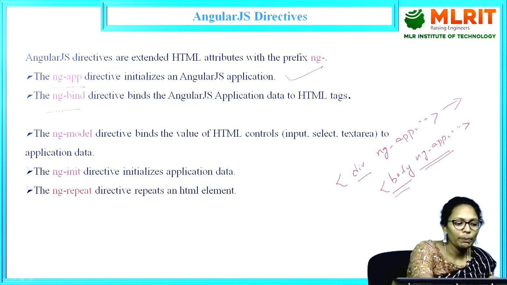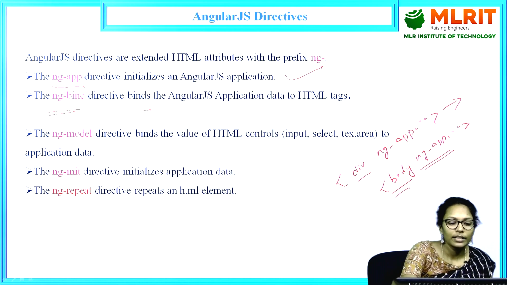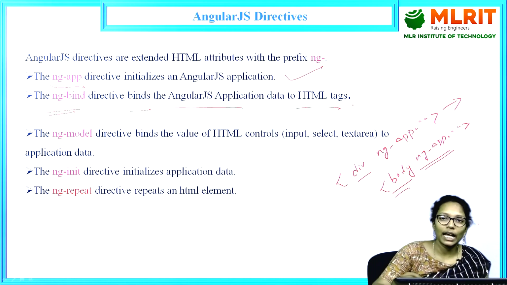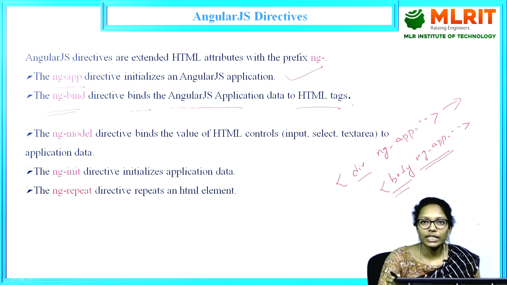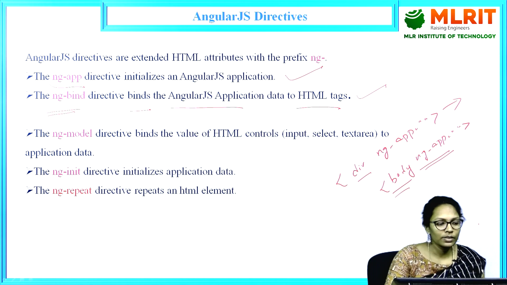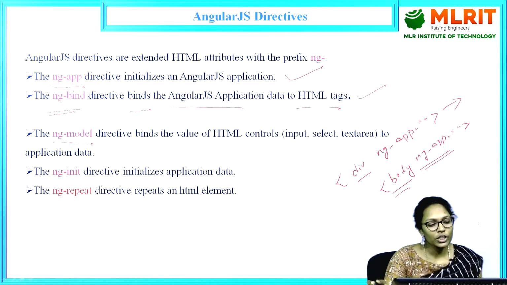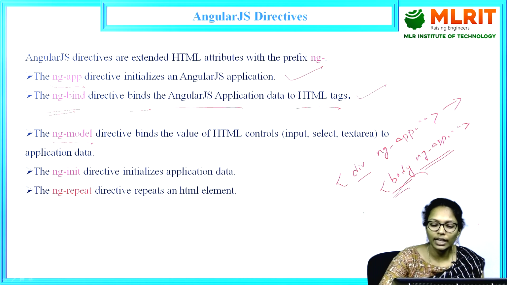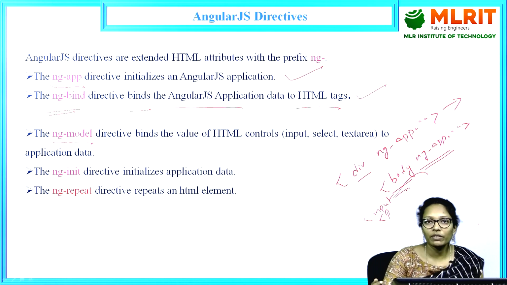And coming to ng-bind. The ng-bind directive binds the AngularJS application data to HTML tags. If I want to use this AngularJS data within the HTML tags, then I can use ng-bind. We have seen ng-bind in the starting videos of AngularJS. And coming to ng-model, it is also used to bind the HTML data with AngularJS. If you want to give any model name for your HTML tags, like the input tag or the p tag, then you can give ng-model, and later you can use this model name to bind the data with AngularJS.